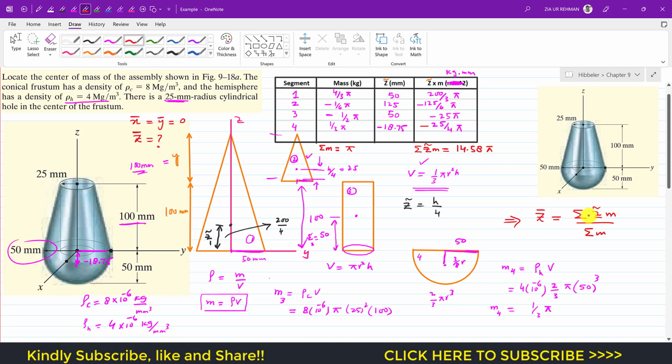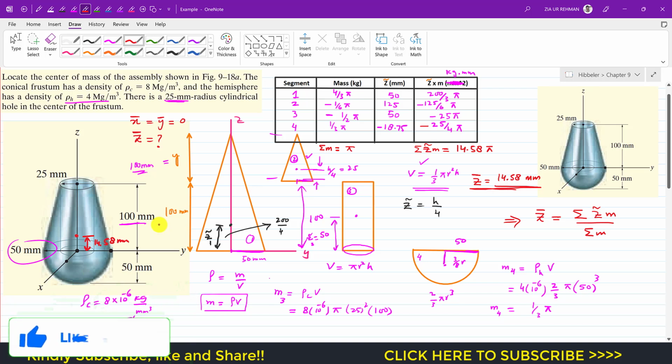And now z bar is equal to the summation of z tilde times m divided by the total mass. So z bar is 14.58 pi divided by the total mass, which is pi kg. So the pi cancels out, so that is 14.58 mm, and this is along the positive z axis. So this means that the centroid of this whole composite body is located somewhere here from the origin, and this distance is 14.58 mm. So this is the solution of this example from Hibbeler statics.